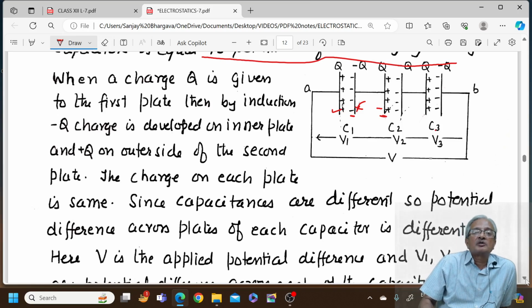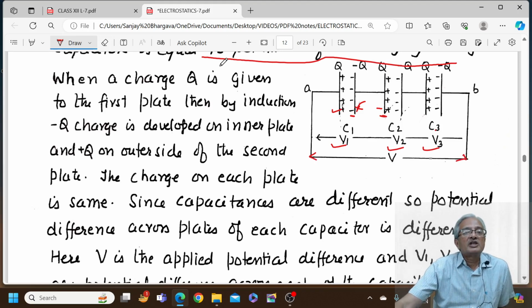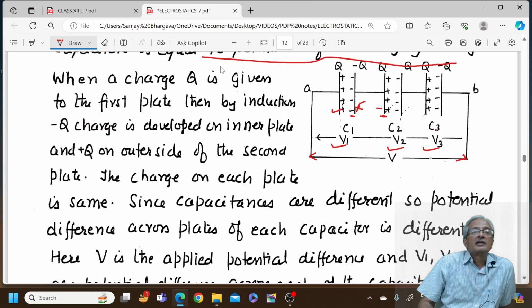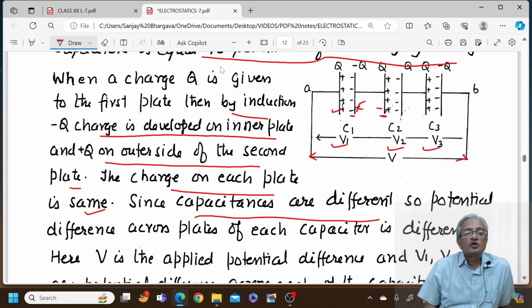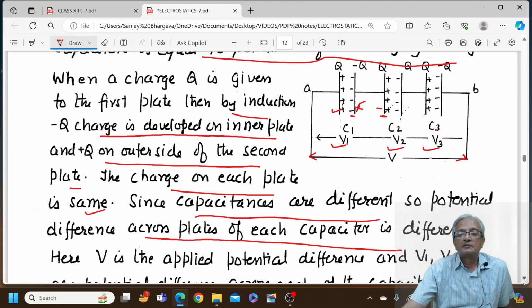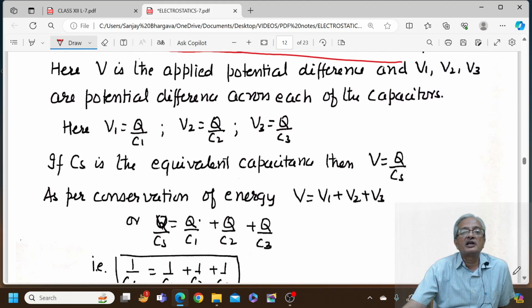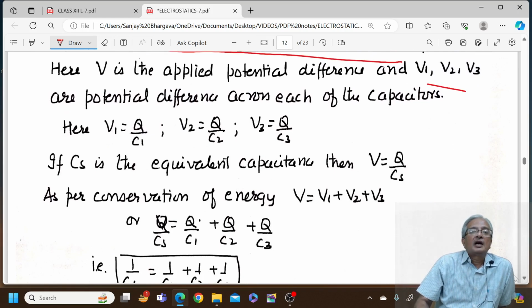The potential difference across the plates of the capacitor C1 is V1, across C2 is V2, and across C3 is V3. The total potential applied in the system is V. So when a charge Q is given to the first plate, then by induction minus Q is developed on the inner plate and plus Q on the outer side of the second plate. The charge on each plate of the capacitor is the same. Since capacitances are different, the potential difference across the plates of each capacitor is different. Here V is the applied potential difference, and V1, V2 and V3 are the potential differences across each of the capacitors.